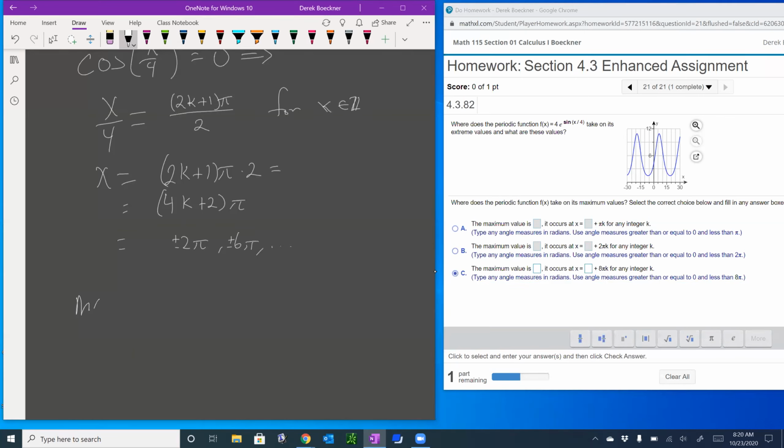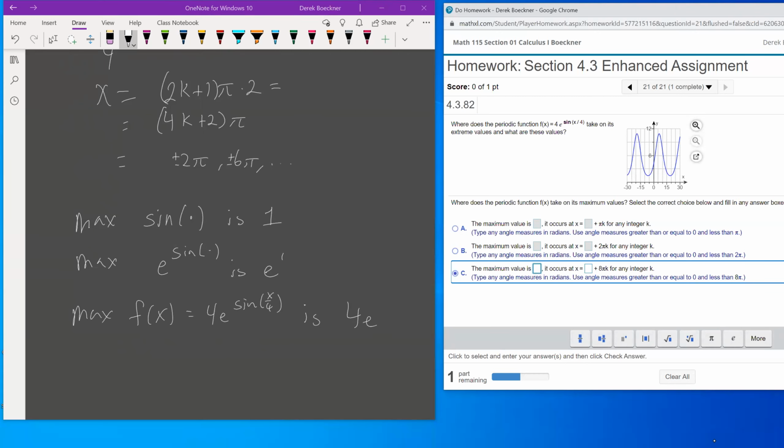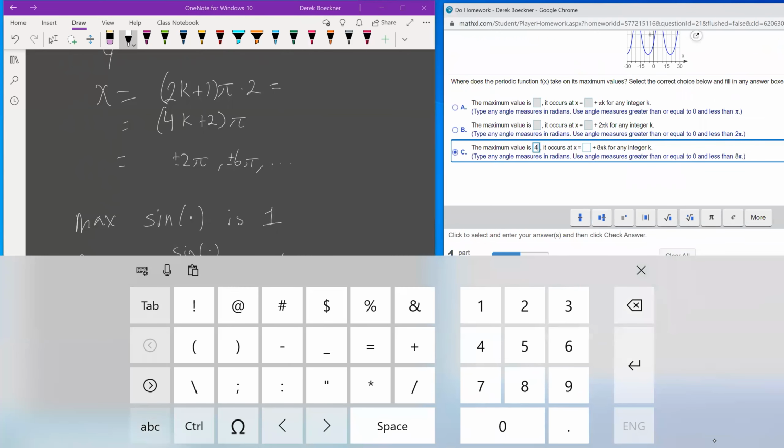Let's do this. Max of the sine function, max e to the sine function, max of f of x, 4e to the sine of x over 4, is going to be 4e. All good with that? So we will put in 4e.